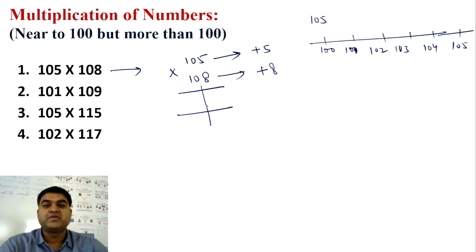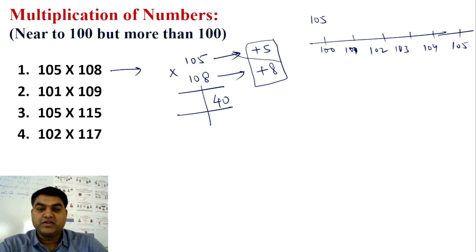In the answer, we will have two different parts of the answer. One will be right hand side, another will be left hand side. Right hand side of the answer will be multiplication of these two. That is 8 into 5. 8 into 5 is 40. So this is the right hand side of the answer. Now left hand side of the answer.